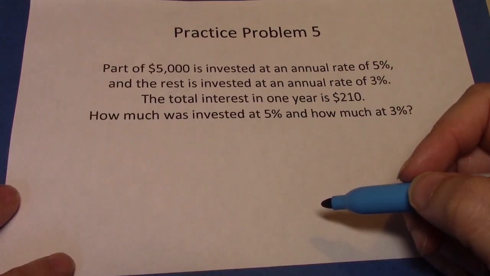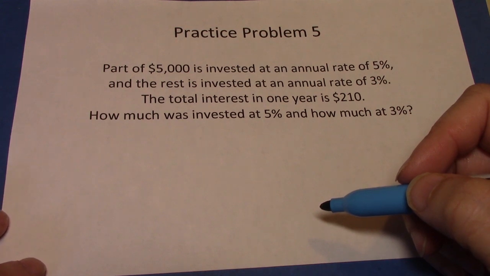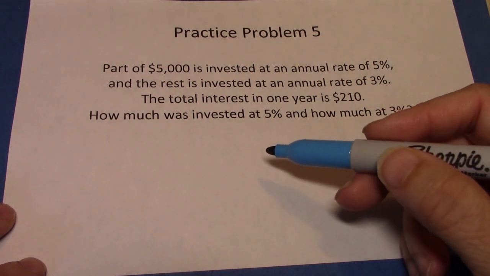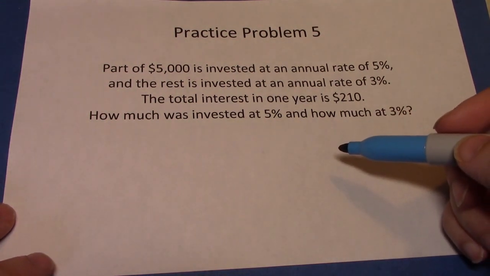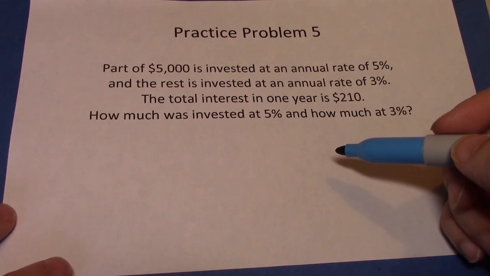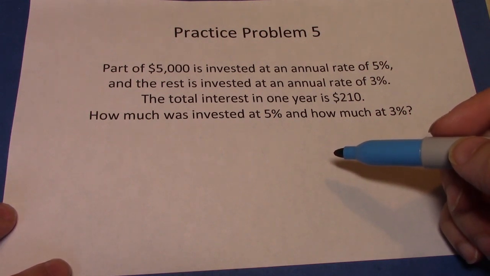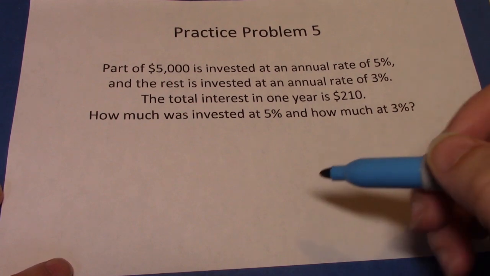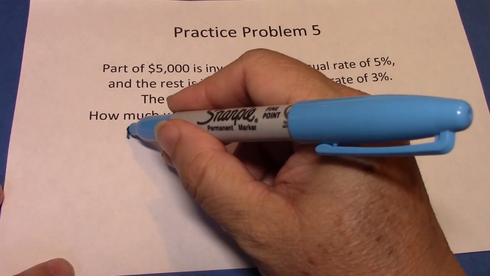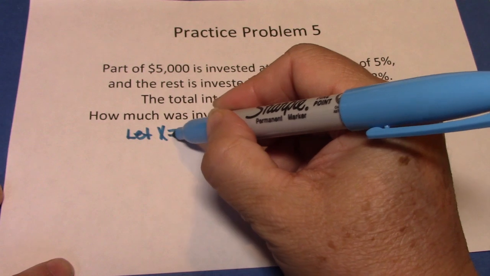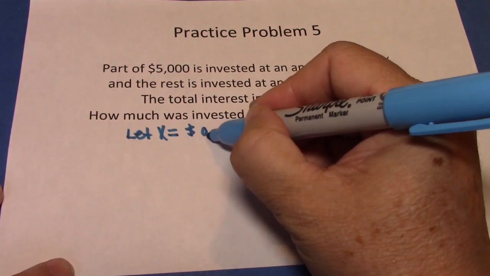Problem 5. Part of $5,000 is invested at an annual interest rate of 5%, and the rest is invested at an annual rate of 3%. The total interest in 1 year is $210. How much was invested at 5%, and how much was invested at 3%? Well, that kind of sounds like we're looking for two different numbers, and it sounds like we might need two variables, but we really don't. Let's say that we're going to let X equal the amount of money invested at 5%.